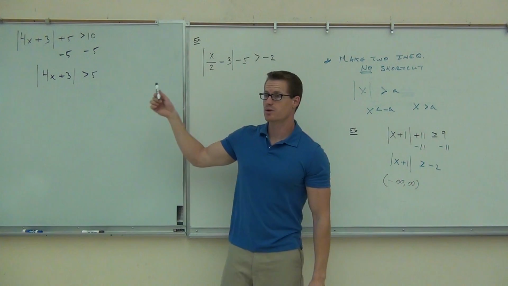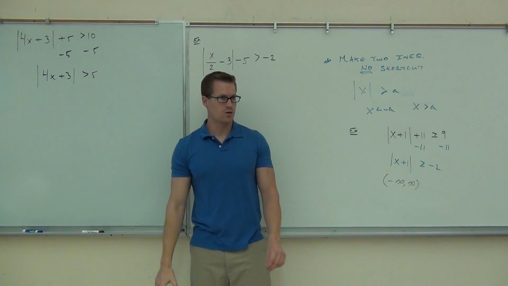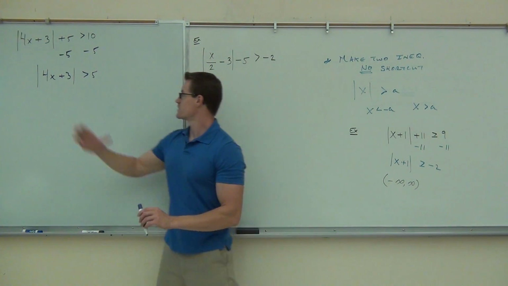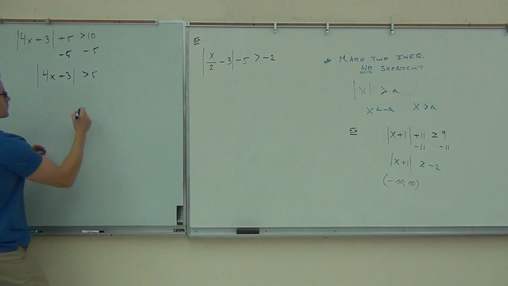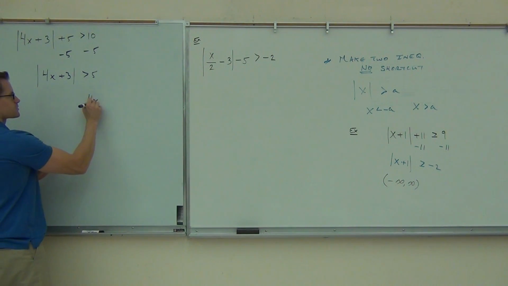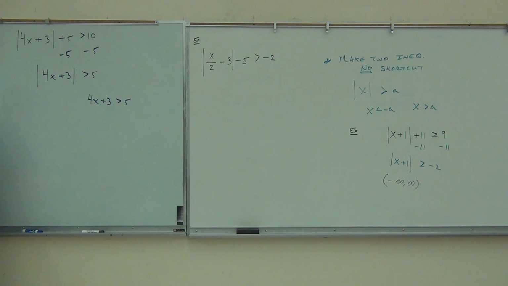Now, is my shortcut going to work here? You need to know that. Is it going to work or not? No. It works if it's this way. It does not work if it's this way. The first inequality that we're going to write is 4x plus 3 greater than 5. Without changing anything, someone on the right-hand side of the room, tell me my second inequality. What do I write out?